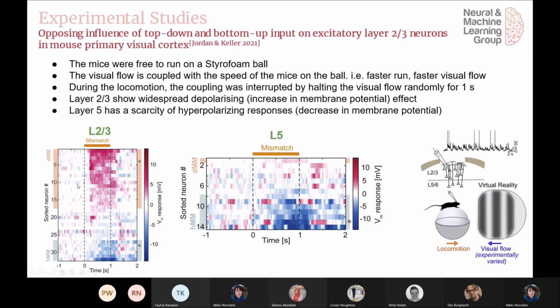And you can see the summary plots here for layer 2-3 neurons, where the x-axis is time. This is where the mismatch happened. Basically, while the mouse is running, they just halt the visual flow, so they violate the model of the mouse. When they halt the visual flow, we can see that the majority of layer 2-3 neurons are depolarizing, in the sense that the membrane potential increases. Basically, they're more likely to fire. And that is quite reversed in layer 5. Layer 5 neurons become hyperpolarized, so their membrane potential decreases.